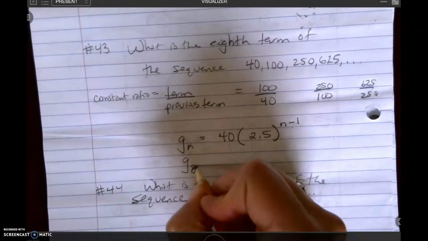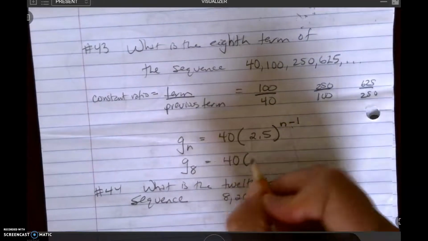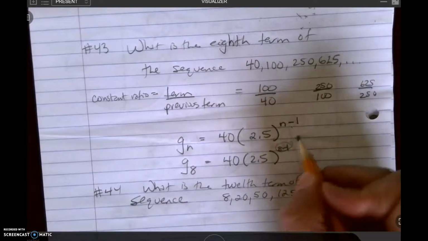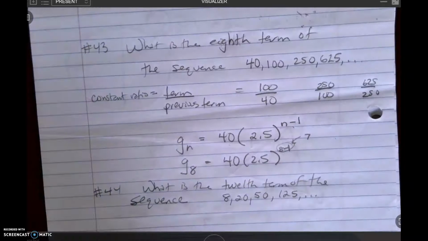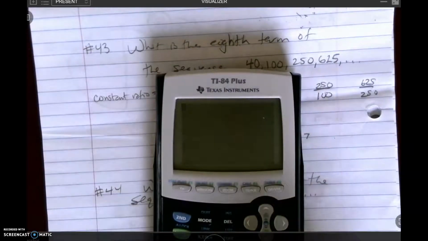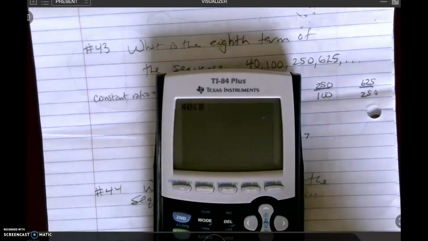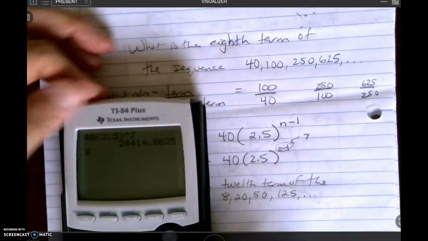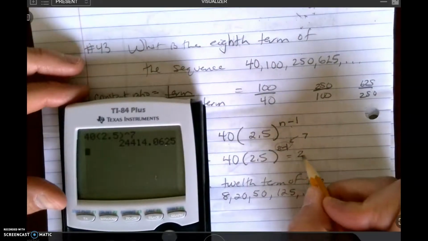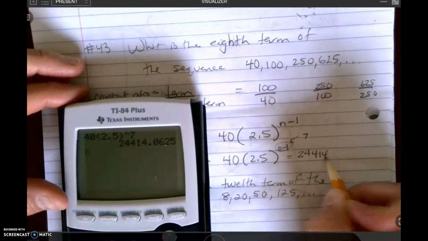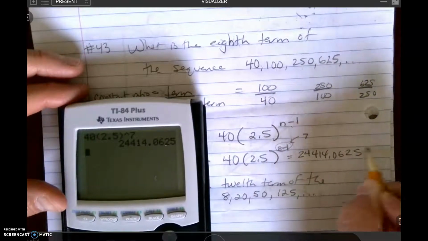So to find the 8th term, I'm going to take 40 times 2.5 to the 8 minus 1. I know that this is 7. So in my calculator, I'm going to do 40 times 2.5 to the 7. And I'm going to write that down exactly because it didn't ask me to round. 24,414.0625.